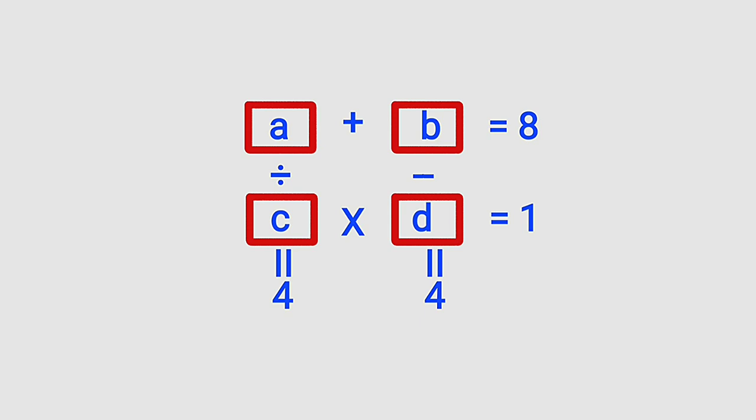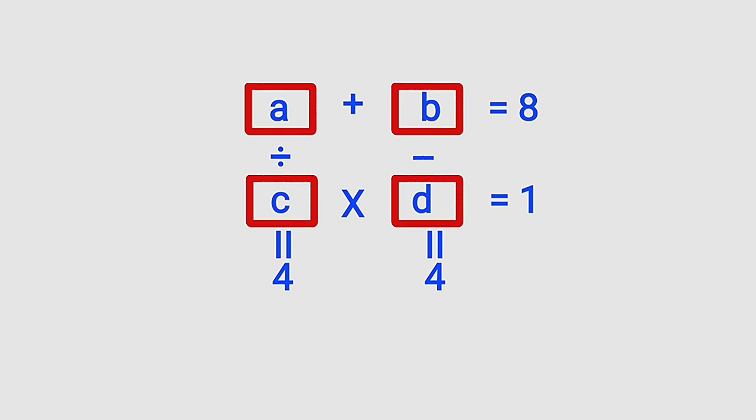We want to find the values of a, b, c, and d that will satisfy the system: a plus b equal to 8, c multiplied by d equal to 1, a divided by c equal to 4, and b minus d equal to 4. Alright, let's form these equations.